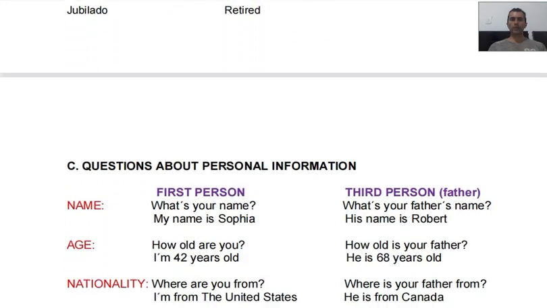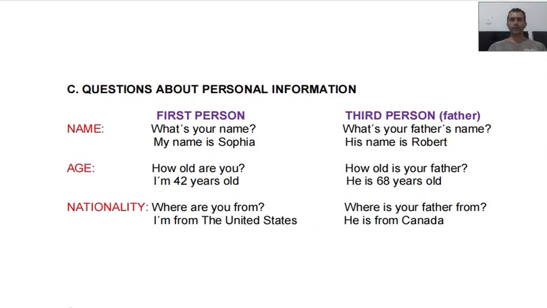Questions about personal information. Aquí tenemos algunas preguntas. Primera persona, tercera persona. Esa es la diferencia. That's the difference between this column, the one that says first person. Look at the one with the third person. Third person means you are giving information about someone else. La tercera persona quiere decir que estamos brindando información acerca de alguien más.